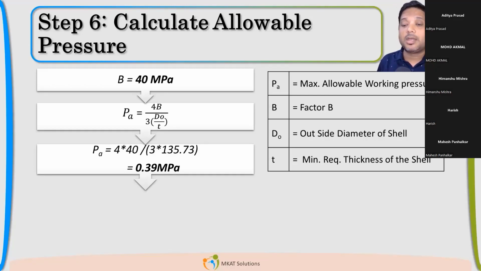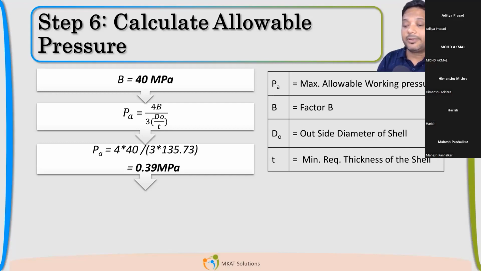0.039 MPa. Now tell me whether this PA is acceptable. With this allowable pressure which I have got, can I say that the design is safe, or do I need to do iteration? Is this the end of it, or do I need to do some iterations? Ajay is saying safe. Okay, safe.